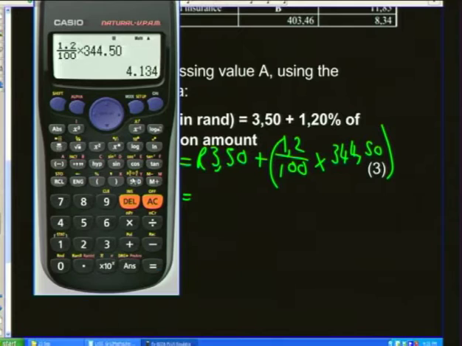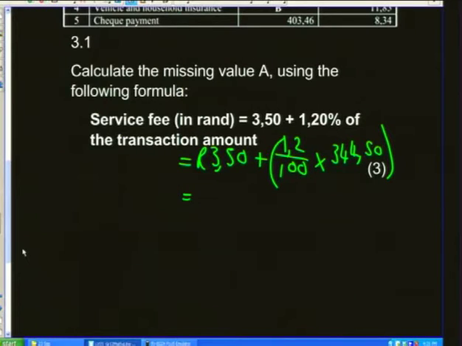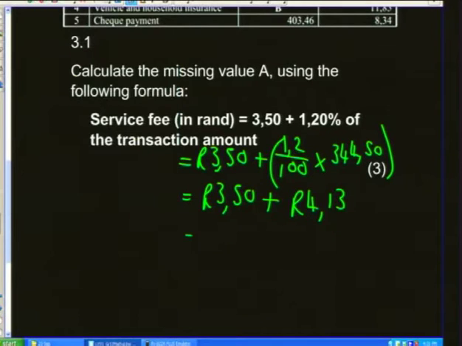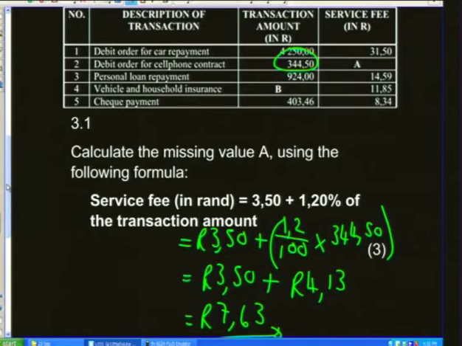Watch how I rounded that. 4 Rand 13 cents. To that, we're going to add the 3 Rand 50. So we're going to say, right, clear our calculator. 3 Rand 50 plus 4 Rand 13 equals, and there's my answer, 7 Rand 63. So my fees are 7 Rand and 63 cents. That's the fee I'm paying when I have a debit order for 344 Rand and 50 cents.